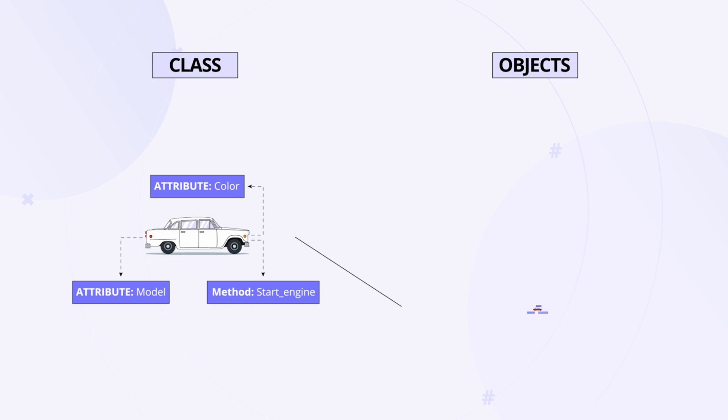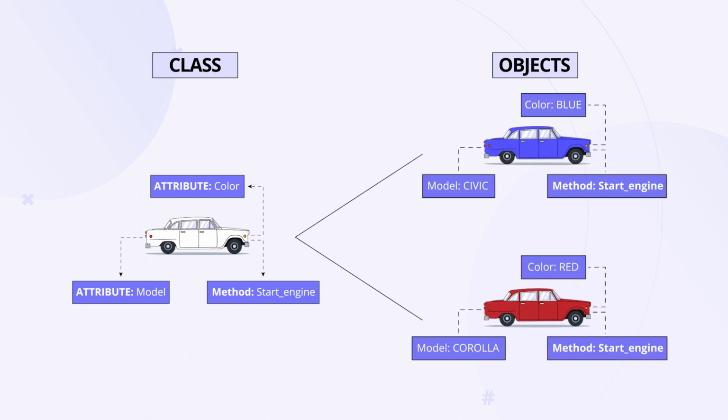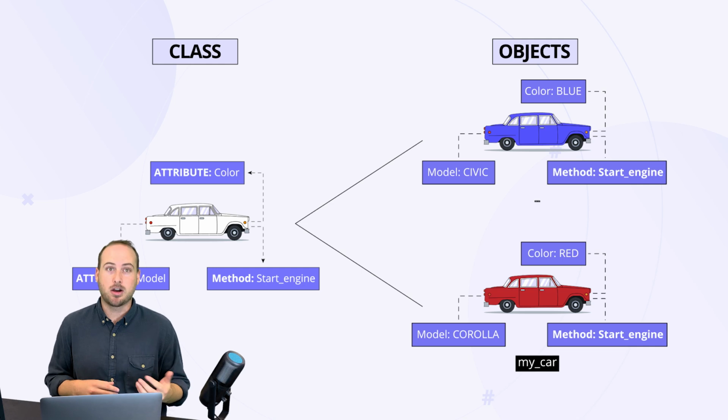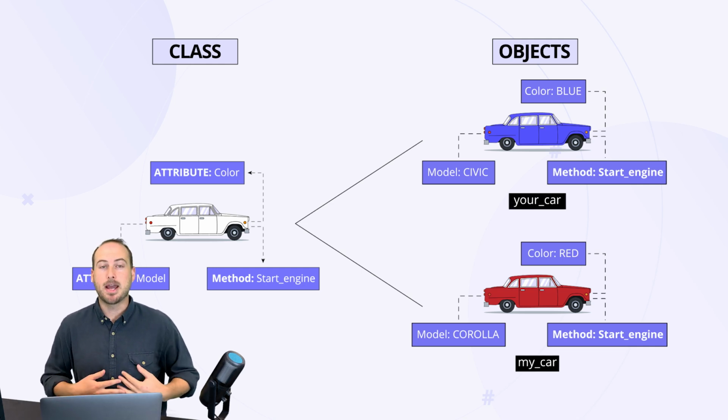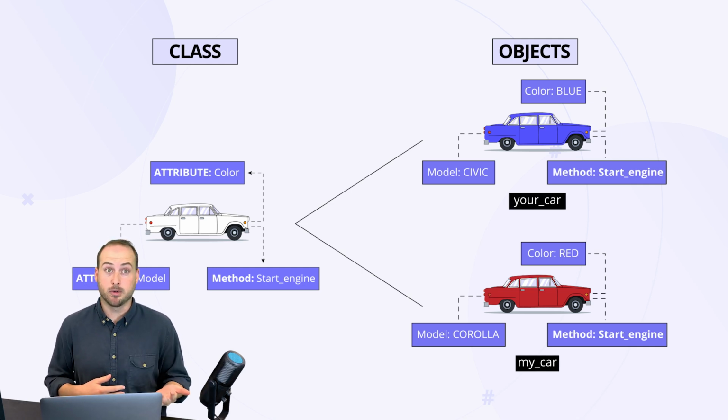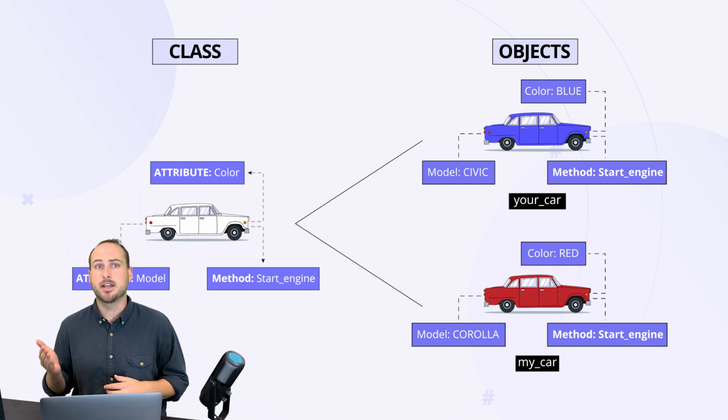Once the blueprint or class is set, you can create multiple instances of it, known as objects. Objects are the actual instances created from a class. Each object is a specific instance of the class and can have unique values for its attributes. For example, while the car class provides the general blueprint, there might be different objects created from this class. For example, two objects might be my car and your car, where my car is red in a Toyota Corolla and your car is blue and a Honda Civic.